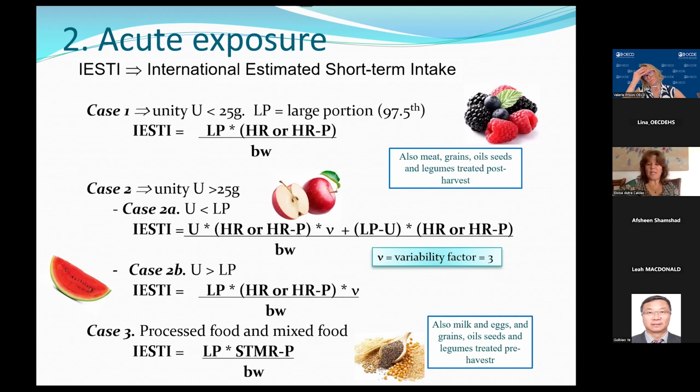And then you just assume that watermelon has a residue, which is the highest residue times 3. And you have case 3. And in this case, you don't use the HR, you use the STMR. And this is for processed, for treated samples. The first case is for sample grains treated post-harvest, and the third case is for sample treated pre-harvest. And it is also applied for milk, eggs, which is actually what you eat, a mix of milk or eggs that comes from different lots.